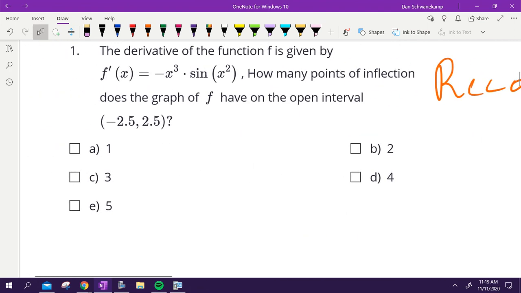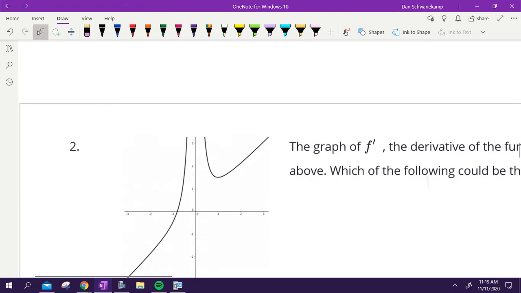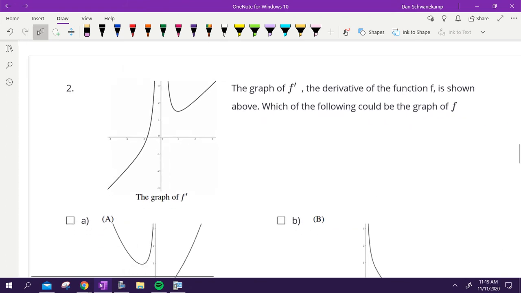Number 2. This is a graph of F prime. We're trying to figure out F. And so this is a question from an AP exam. So this is how they would ask it. F prime, F prime right here. This would be the place I'm looking at. What is happening with F prime there?